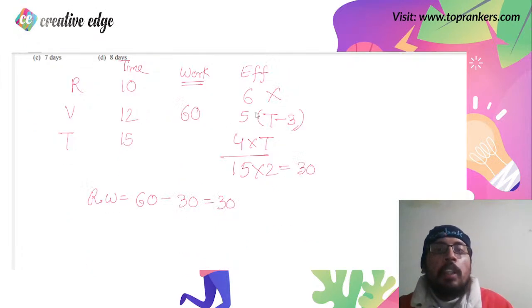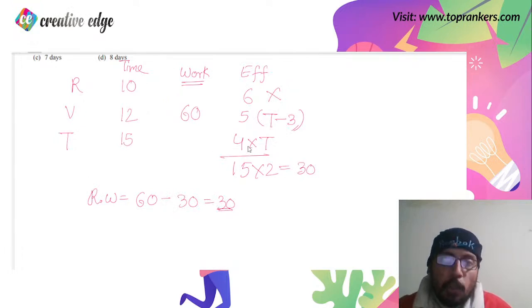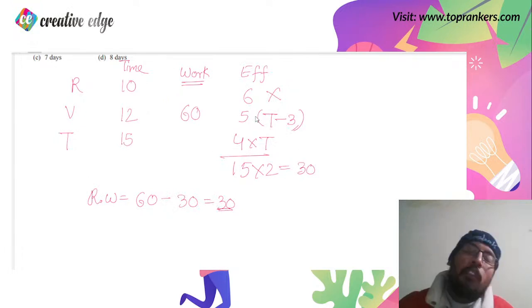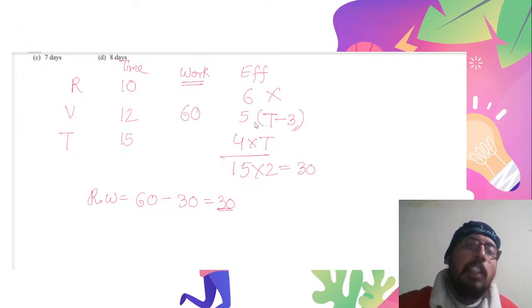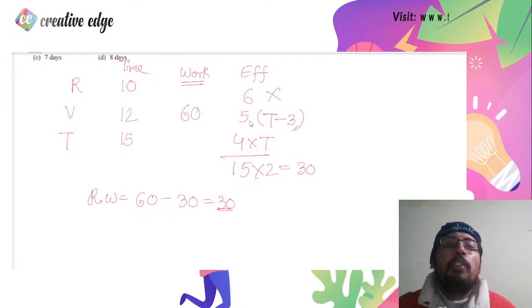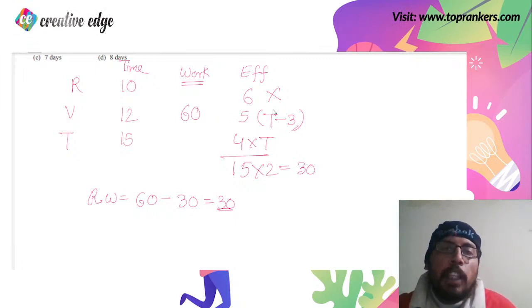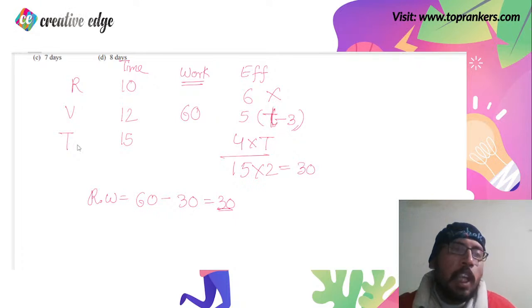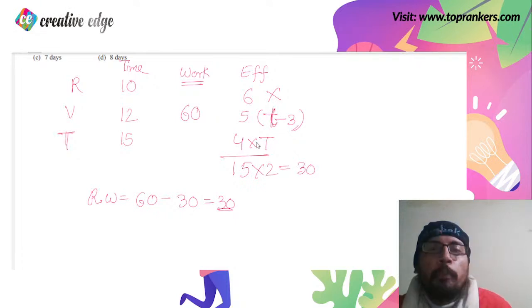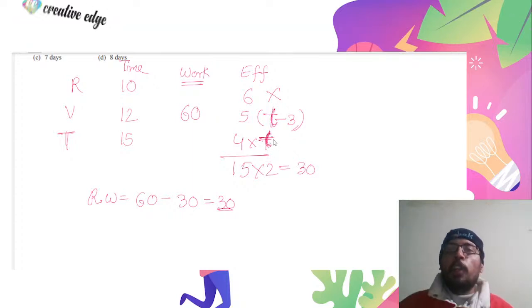So this 30 units of work is done by Vicky and Tinku. Although Vicky left 3 days earlier, yet he has contributed to some extent. How much did he contribute? 5 into t minus 3. How much can Tinku contribute? Let me say this t is a small t, because capital T represents Tinku, to avoid confusion.